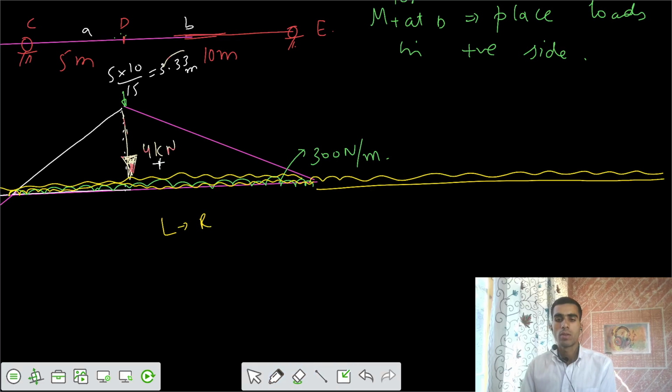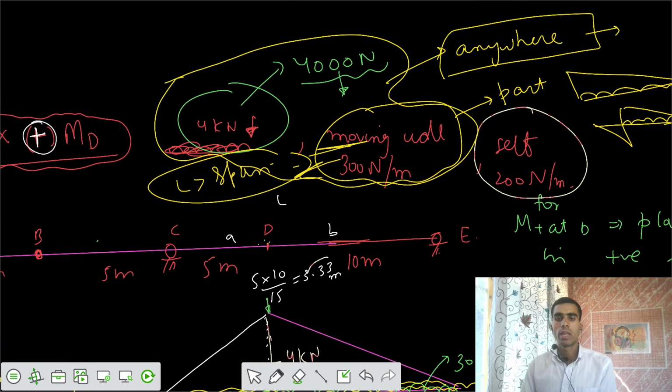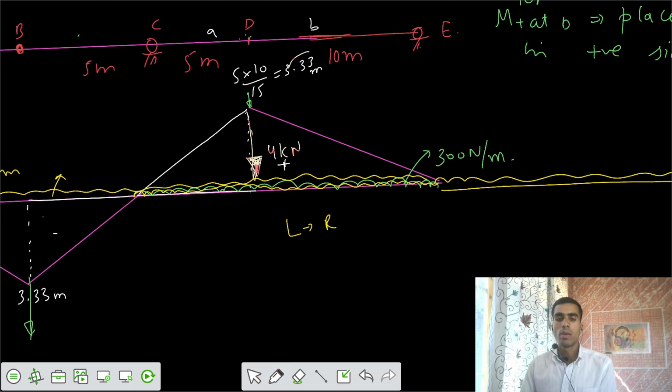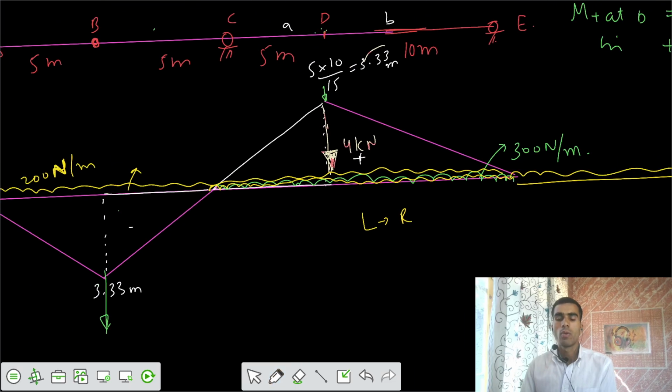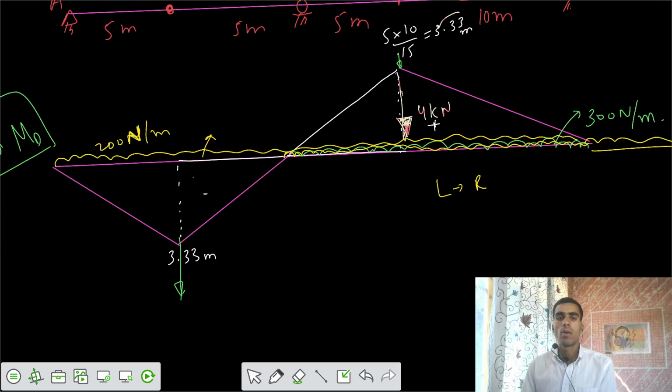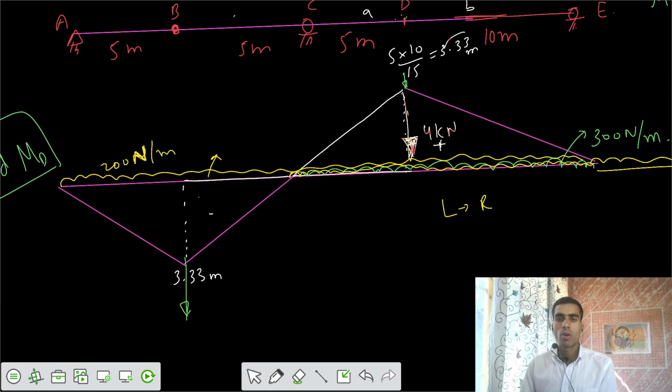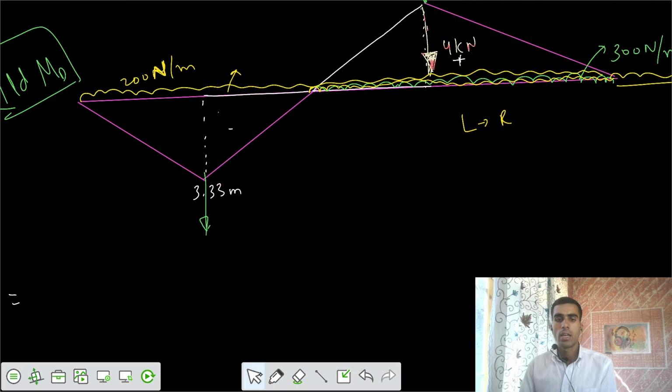So it's up to us. We only need maximum positive bending moment. For that, we keep the load only on the positive side of the beam. So let's write that now using those calculations. Positive bending moment at point D is equal to, what is the maximum ordinate we can have? 3.33 meter into the load of 4 kilonewton. This is your first effect.